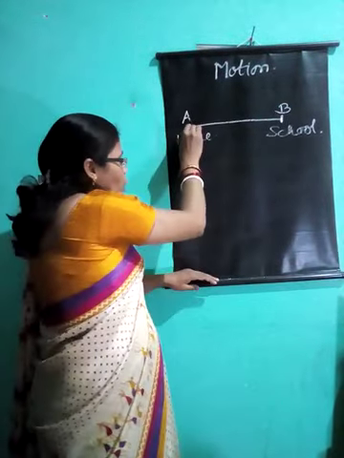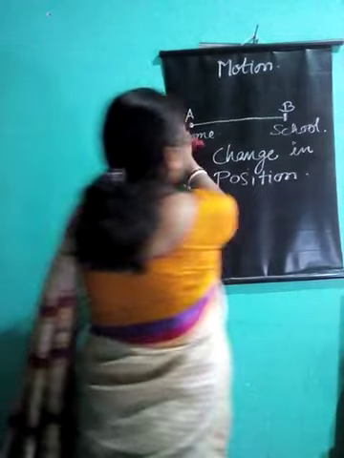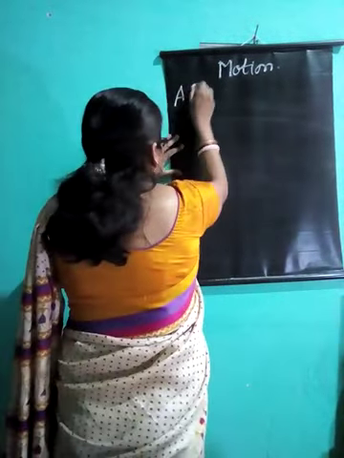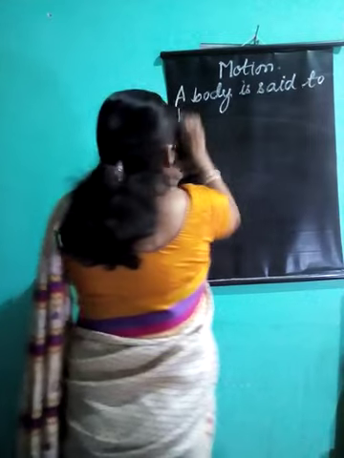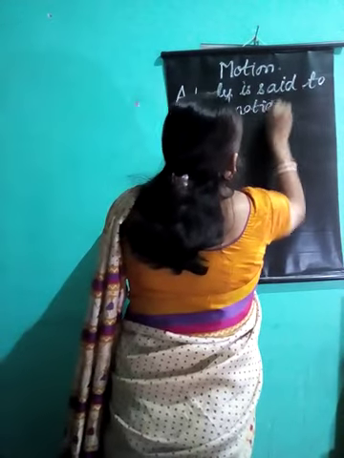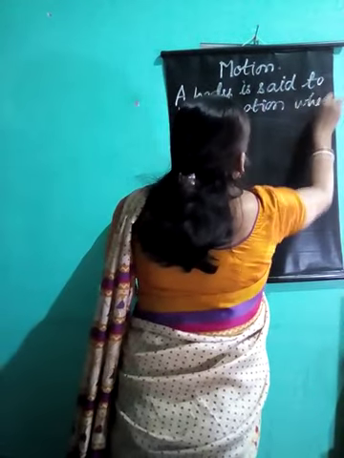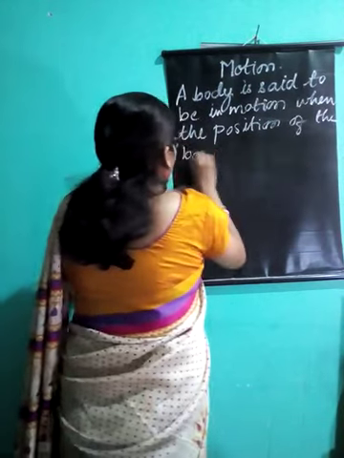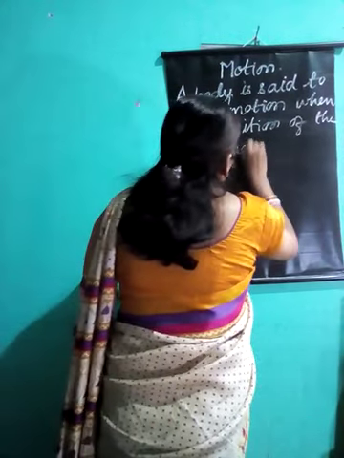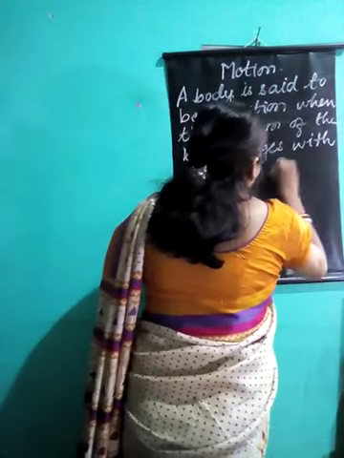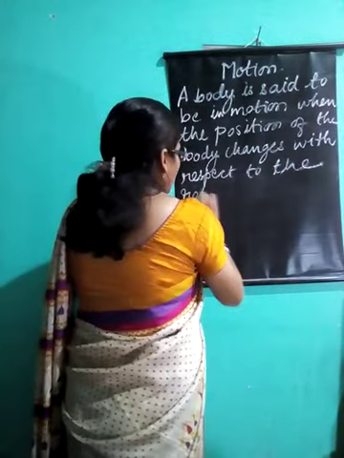Motion. A body is said to be in motion when there is change in position with respect to a reference point. Okay, I write the definition of motion here. What is motion? A body is said to be in motion when the position of the body changes with respect to the reference point.